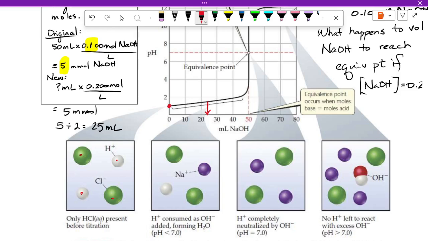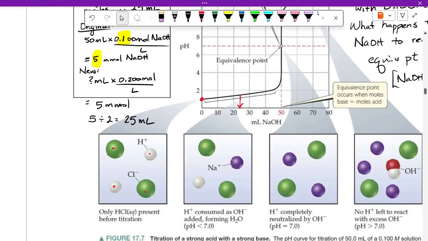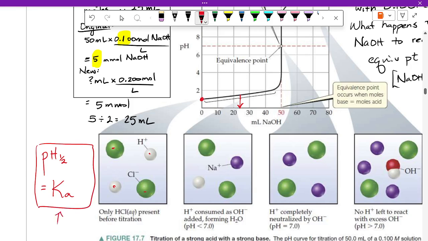What does the half equivalence point usually tell us? Half equivalence point. Does that ring any bells? pH at the half equivalence point equals pKa, but this is pretty meaningless for a strong acid because what's the Ka for a strong acid? Yeah, okay? So this is meaningless for a strong acid.